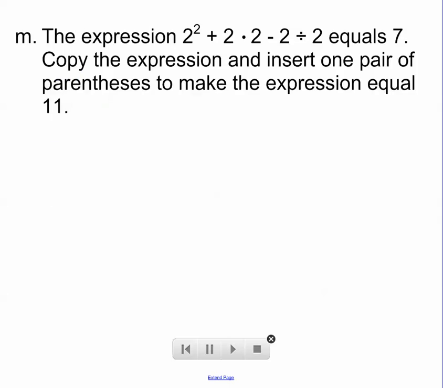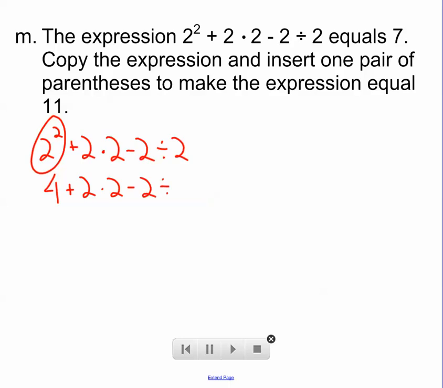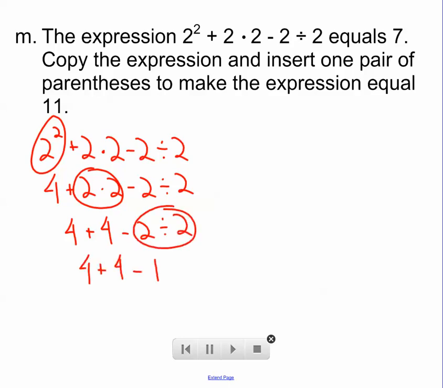The expression 2 squared plus 2 times 2 minus 2 divided by 2 equals 7. Copy the expression and then insert one pair of parentheses to make the expression equal 11. Well, let me show you, first of all, how that expression does equal 7. If you do the exponent first, then you do the multiplication, then you got to do division, then you do this addition, then you do subtraction, you get 7.